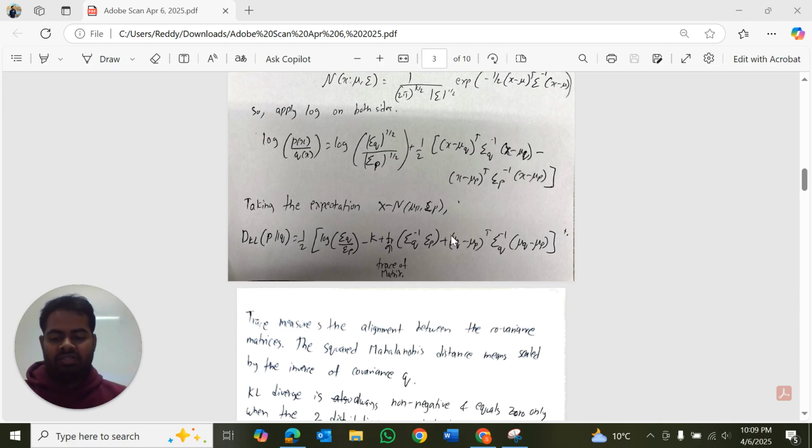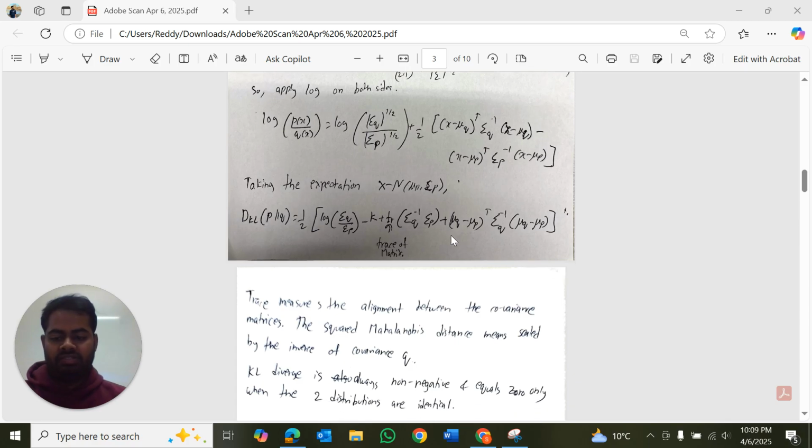The KL divergence is always non-negative and becomes zero only when the two distributions are identical. It is widely used in machine learning for tasks like variational inference and model comparison.